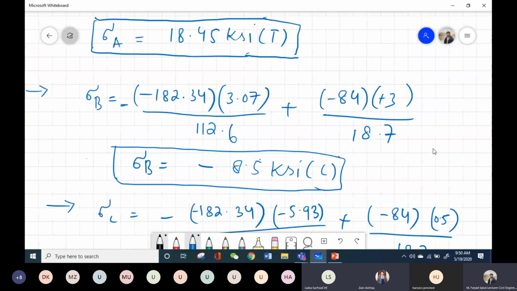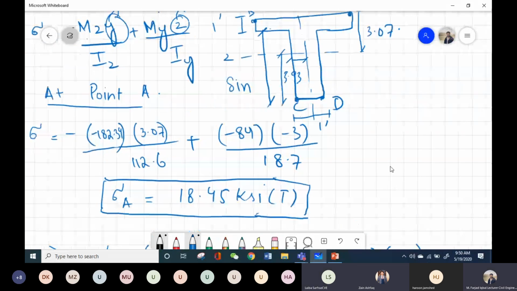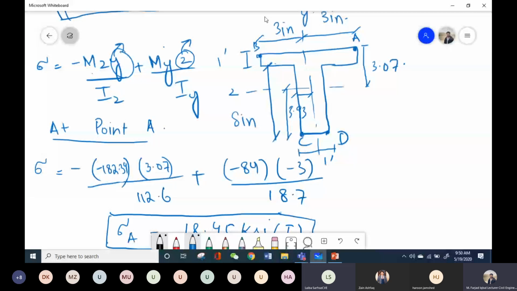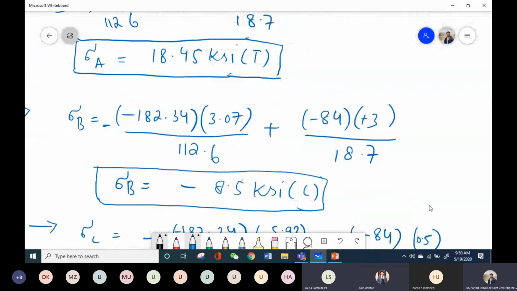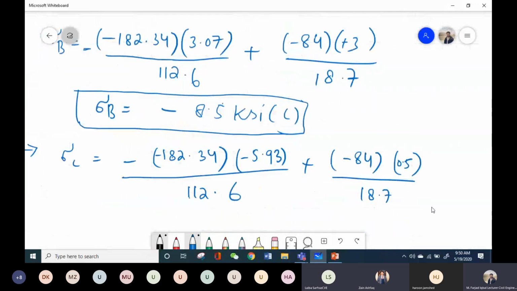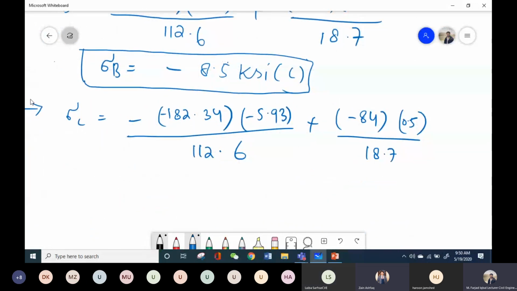Wait, let me show you. So what is Z direction? From this is my centroidal axis and this is my Z distance. So this is my C point. So it is in the positive direction. Okay. So what is my stress at point C?